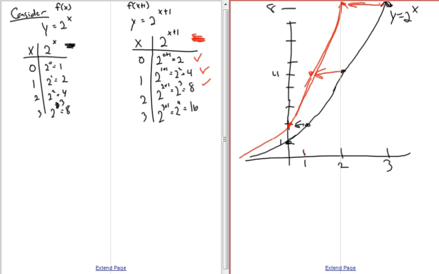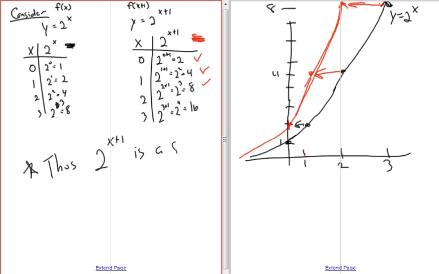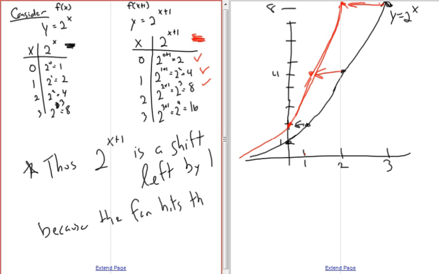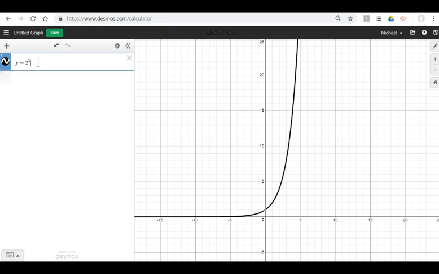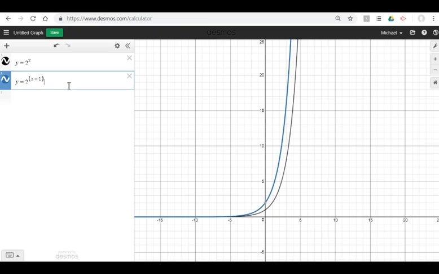Oh, there's that happy little 1, 2 dot there. Thus, 2 to the x plus 1 is a shift left by 1 because the function hits those y values sooner, so to speak. Alright, let's go ahead and model this on Desmos real quick just so you can know that I'm not pulling a fast one here. So here we go.